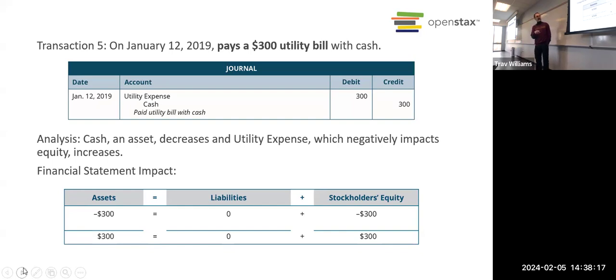Because they're paying it out. We have an asset going down and equity going down. Why is equity going down? Because we had an expense, right? So utility expense is part of deal, right? Expense is part of deal. So it increases on the debit side. So our expense is increasing, and that's decreasing equity, right?